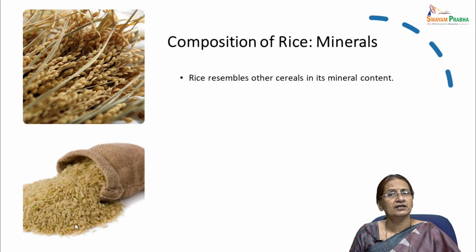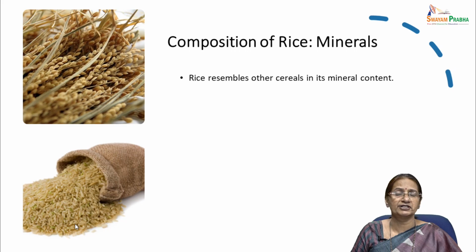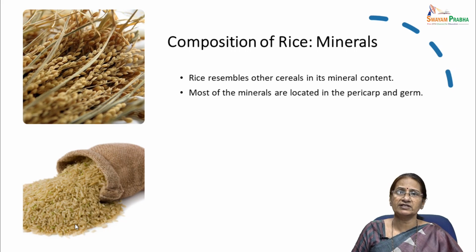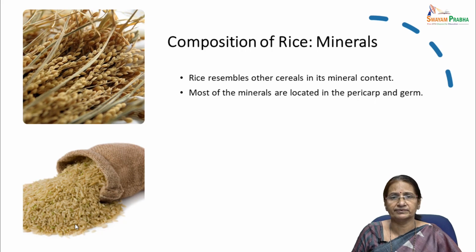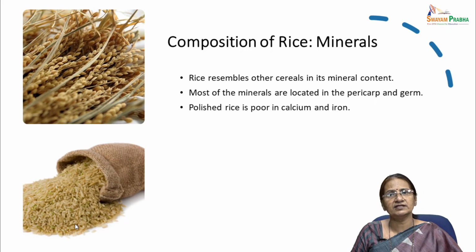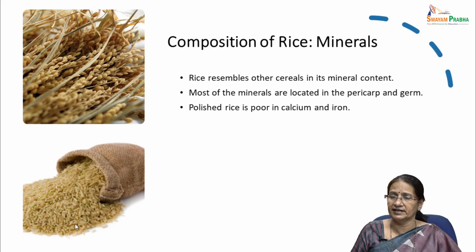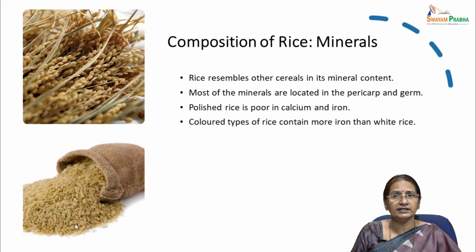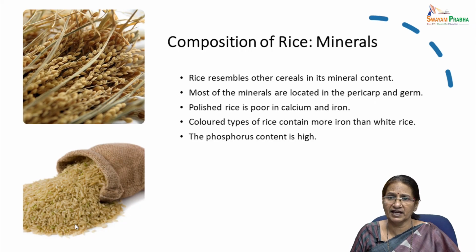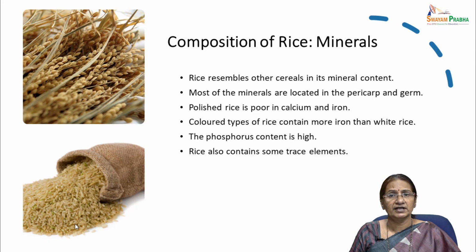Now, minerals. Rice resembles other cereals in its mineral content. Most of the minerals present in rice are located in the pericarp and germ. Polished rice is poor in calcium and iron. Colored types of rice contain more iron than white rice. The phosphorus content is high. About 4% of it is present as phytic acid. Rice also contains some trace elements.